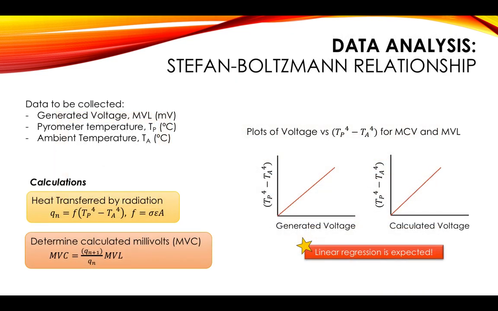For the Stefan-Boltzmann experiment, we will be obtaining the generated voltage, the parameter temperature, and the ambient temperature. Using these measurements, we will calculate the heat transfer by radiation for each voltage adjusted by the transformer. Our first measurement we will be taking as the reference, since we want to take it when it reaches steady state. Using this measurement, we then determine the calculated millivolts corresponding to the adjusted voltage of the transformer.